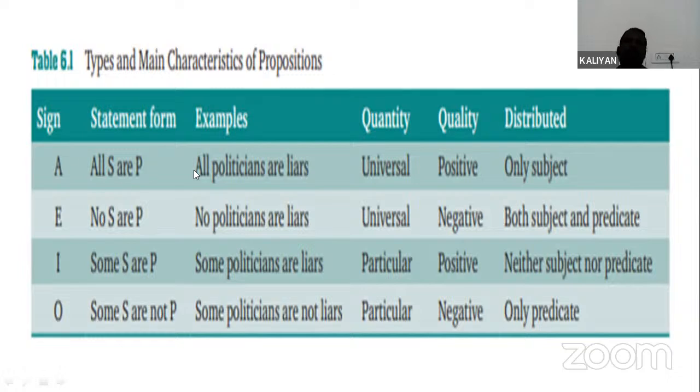So, for example, they give "All politicians are liars." What are the quantity and quality of this proposition? Universal positive. So the quantity is universal, the quality is positive. "No politician" includes all the people, so that is universal. "No" means negative, so universal negative. These are the major questions that will be coming. Do you understand what the characters of a proposition are?